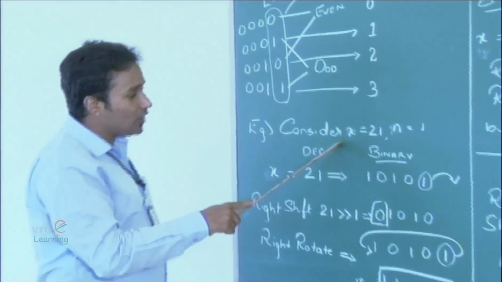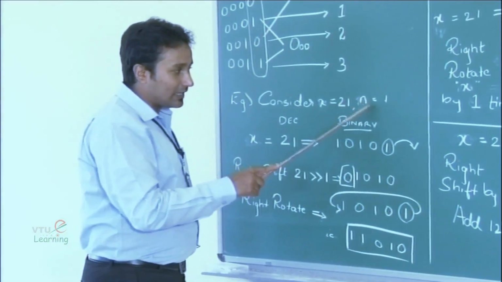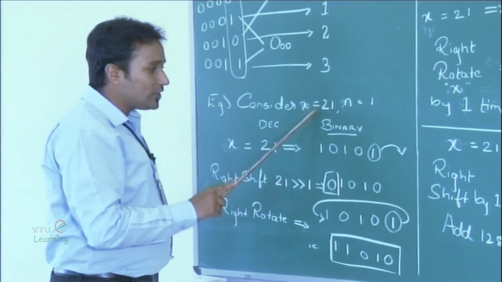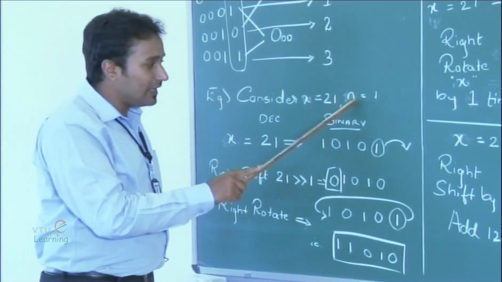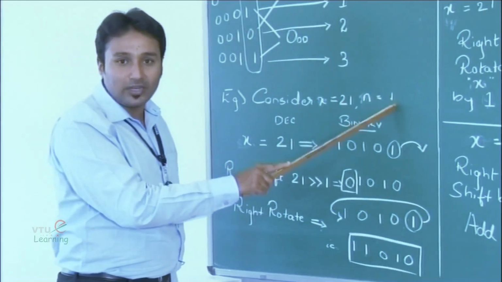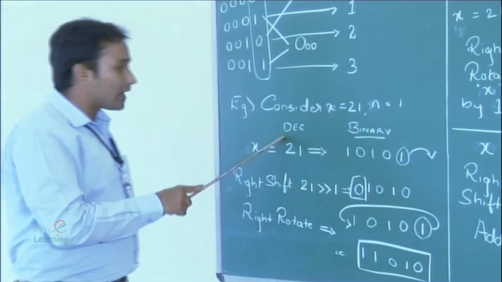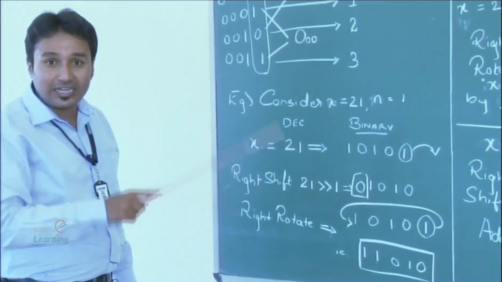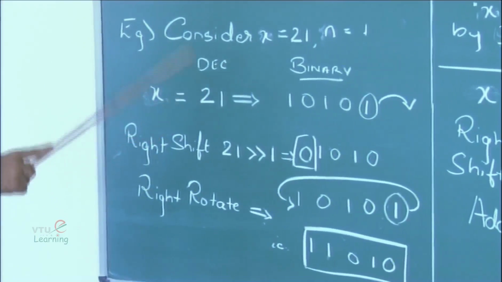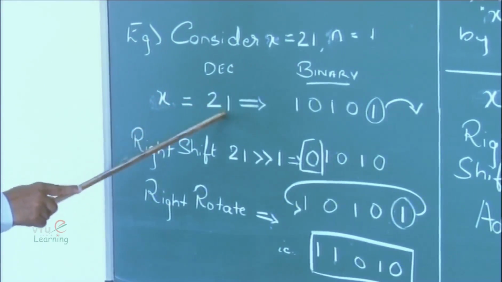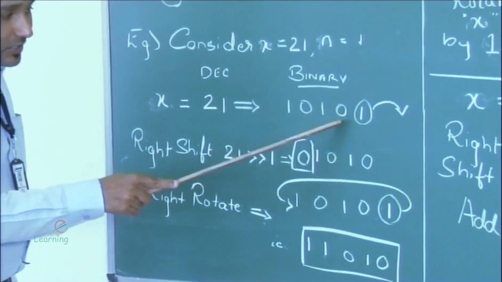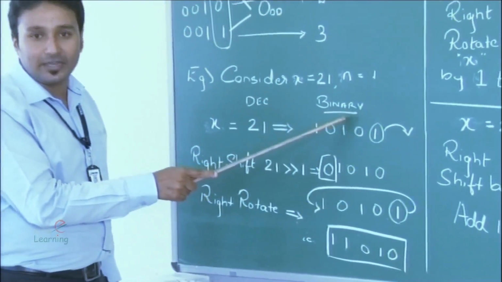Here consider the value of x as 21 and n as 1. That is, x is the given number which I want to rotate n times. That is, 21 has to be rotated by 1 time. Before actually moving into rotation, first let us understand the shift operation. To understand the shift operation, let us consider the same x value 21 in decimal, which stands for 10101 when represented in binary.